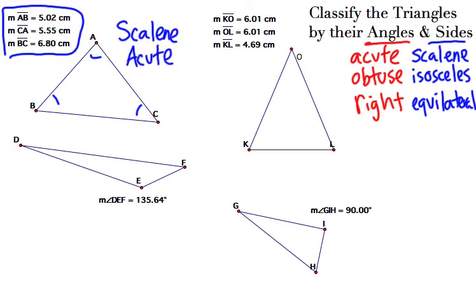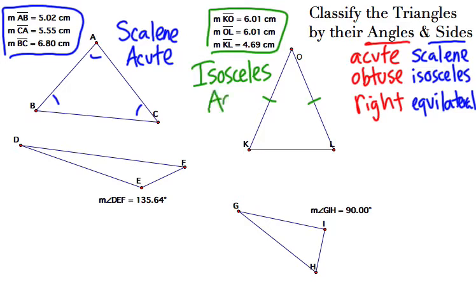Our next triangle, KOL over here. Again, I measured the sides, and you notice two of the sides, this side and this side, are the same. Okay? And those little tick marks mean they're the same. They're congruent. They're equal. Okay? So that would make this isosceles. If two sides are the same, it's isosceles. Make sure you have that written down in your notes. And again, it's acute. All the angles are less than 90 degrees, right? Clearly less than 90 degrees, so I don't even need to measure them.